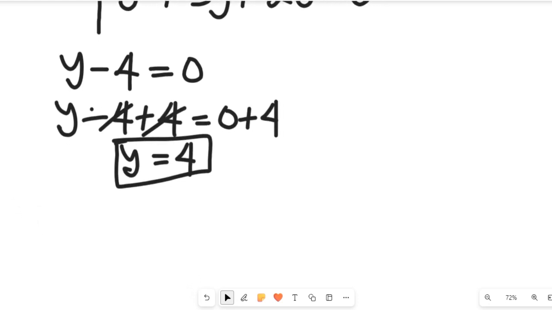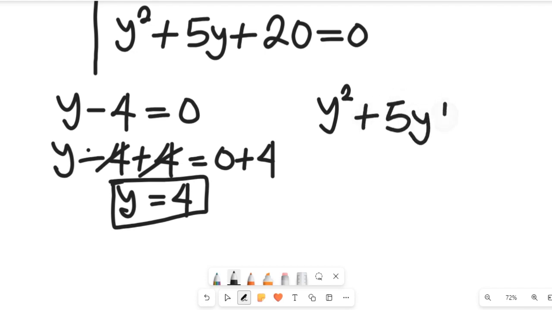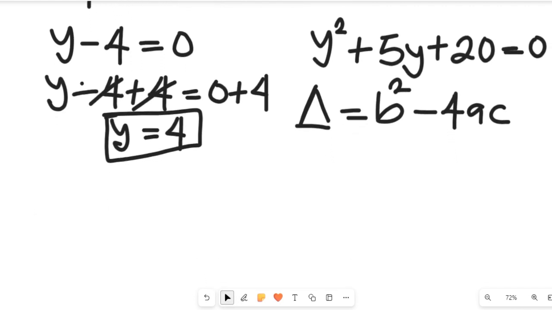Now the next thing we will do is to solve the quadratic equation. And from that quadratic equation, we are given that our y squared plus our 5y plus 20 is equal to 0. Good. So before we solve this, we want to find out the discriminant of this value. The discriminant will help us find out if the solution to this quadratic equation is going to give us an imaginary solution or real solution.